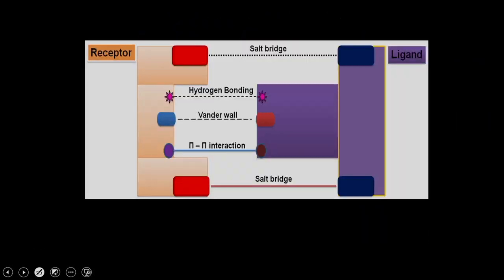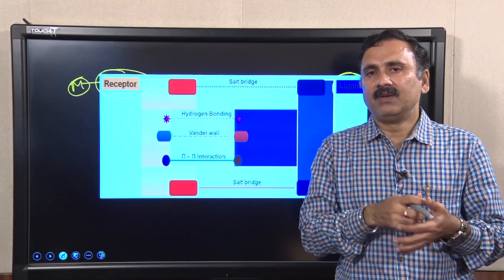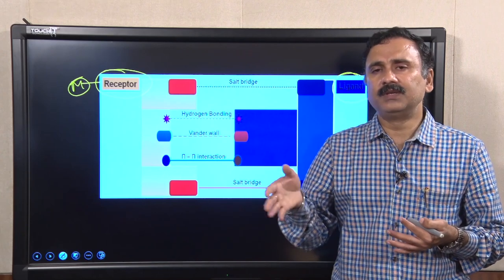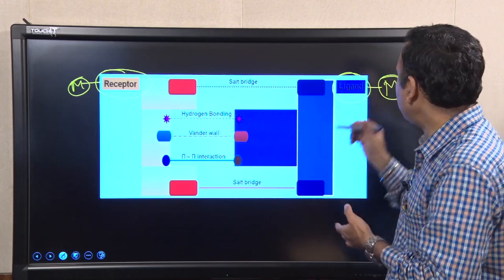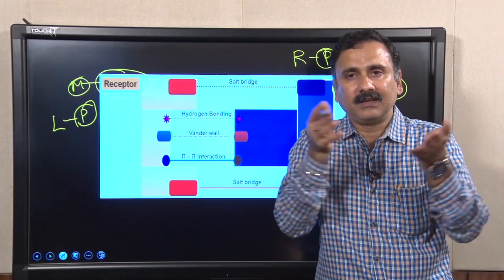So for performing affinity chromatography, you have to work with receptor ligand complexes. You have the choice of either coupling the receptor to the matrix, or coupling the ligand to the matrix, depending on which one is easy to perform. For example, if I am working with a ligand which is non-proteinaceous in nature, then I cannot couple that ligand to the protein, because if I couple the ligand to the matrix, I have to couple the receptor to the protein. If I couple the receptor to the matrix, then I have to couple the ligand to the protein.